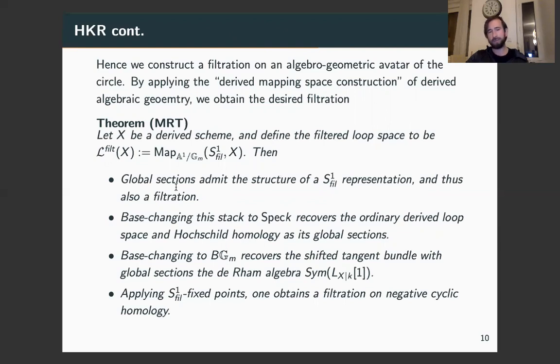So before I say that, the global sections of this filtered loop space has a structure of an S1 fill representation. This S1 fill is actually an abelian group stack. Base changing to spec K recovers Hochschild homology, recovers the ordinary loop space. Base changing to BGM recovers the shifted tangent bundle, in other words, the derived de Rham algebra. And applying S1 fill fixed points, we get a filtration on negative cyclic homology.